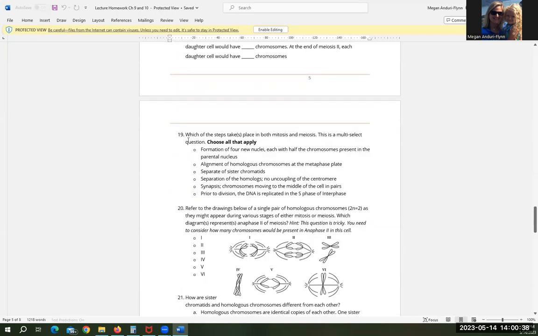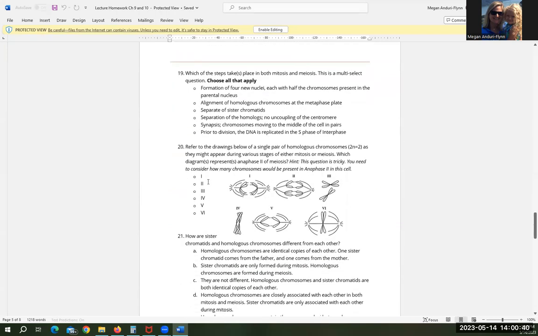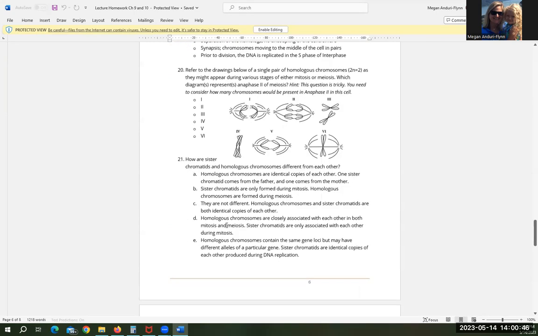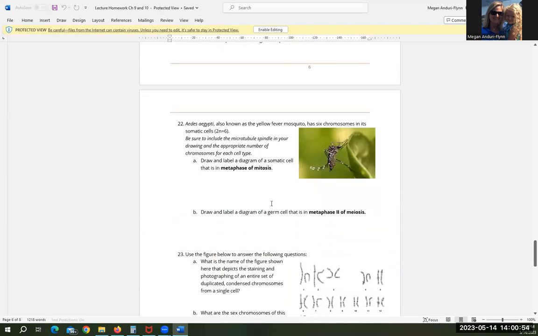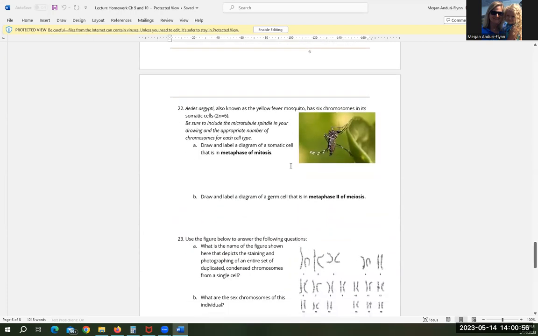Here's a choose all that apply. This one you have to figure out which stage we're in, okay? And then over here, more multiple choice. And then this one, we're going to diagram a somatic cell. So that's a regular cell that's in the metaphase stage of mitosis, okay?